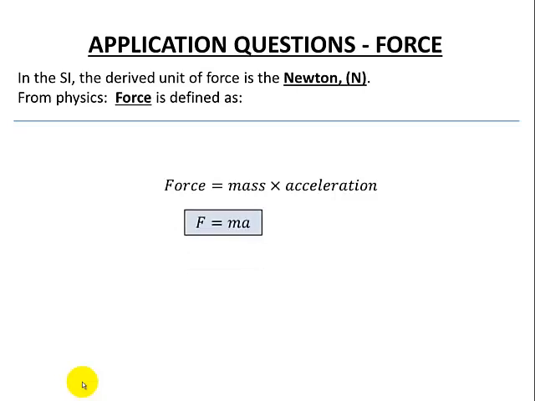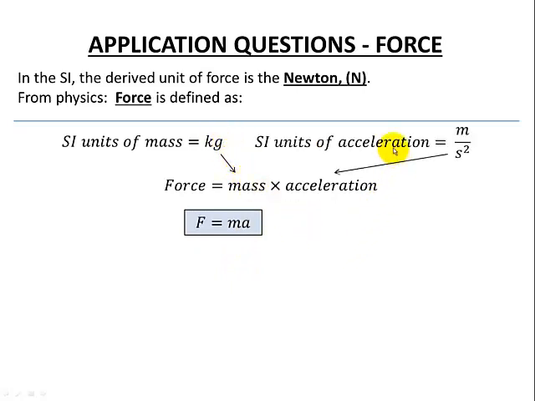So, in symbol form, capital F is for force, little m is for mass, and a is for acceleration, and it's implied here that this is mass times acceleration, so there's a multiplication in there. Now the metric units of mass are kilograms, and the metric units of acceleration are meters per second squared. So when we put them together, our force units are going to be kilograms times meters per second squared.